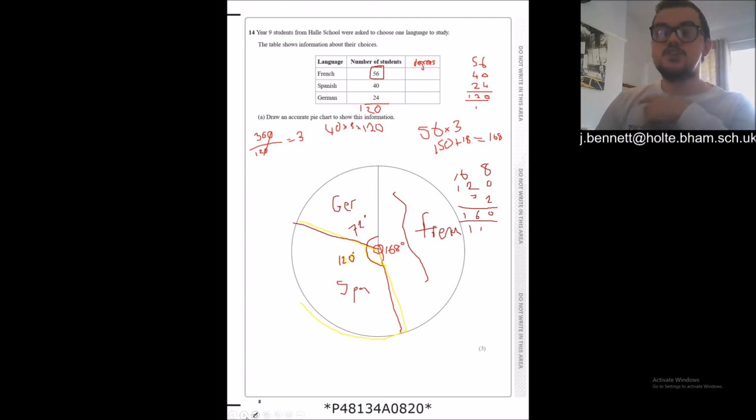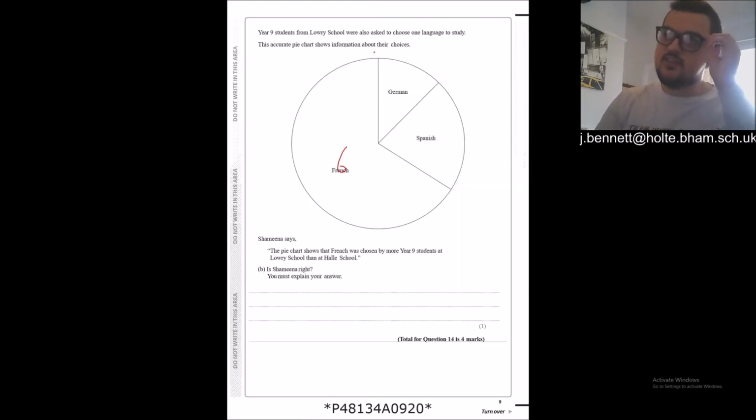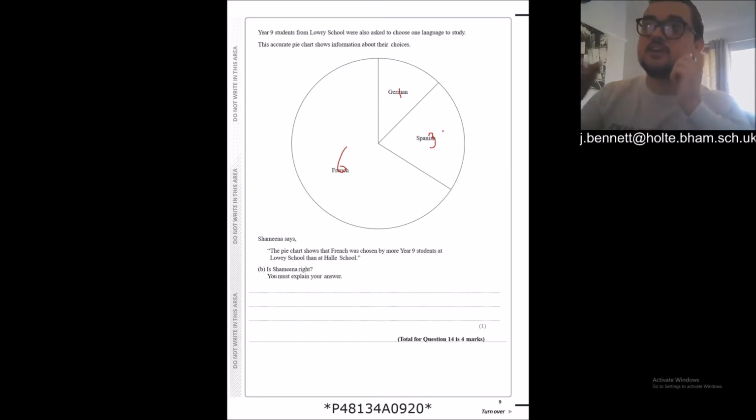It represents a larger number of kids overall, and this might only be like 3 and 1. You don't know how many kids there are. All you know is that a larger proportion of people at the second school chose French. You don't know how many. You just know that it was more popular relative to the total number that there are. So we're going to say no.